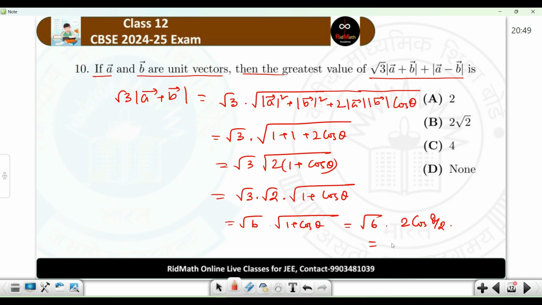So this is equal to root 12 cos theta by 2.